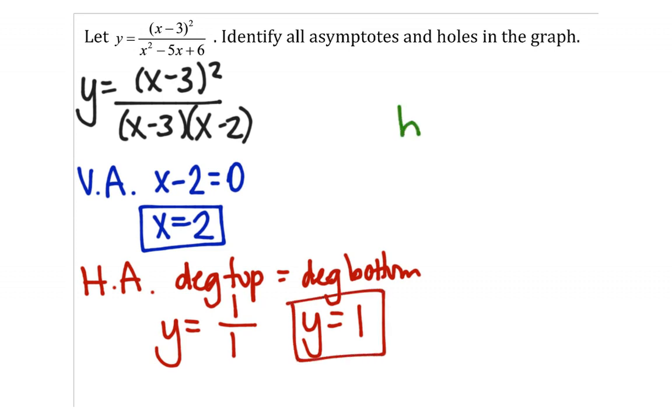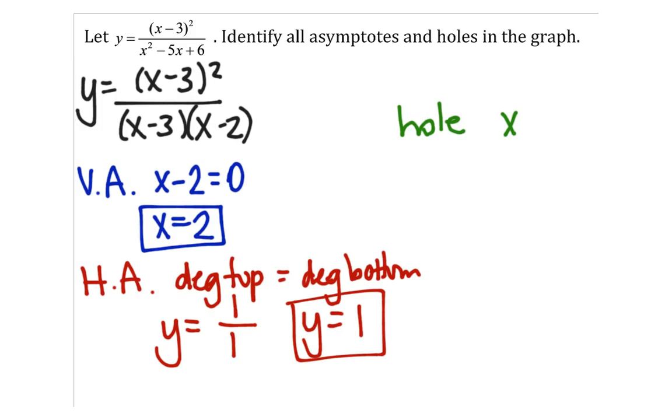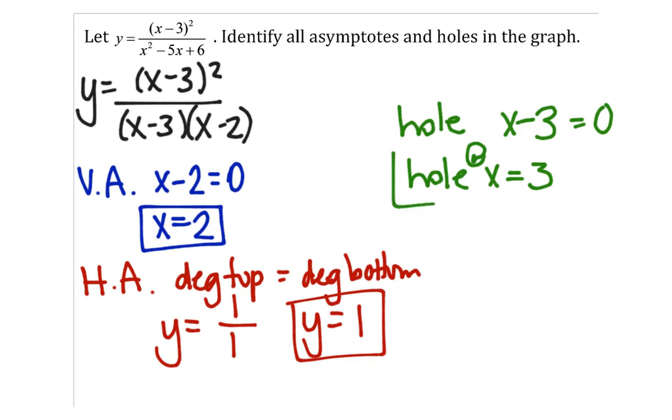For holes, looking for a factor of both numerator and denominator, and that would be x minus 3. X minus 3 equal to 0. And when we solve for x, we get x equals 3. There is a hole at x equals 3. And that concludes this particular screencast.